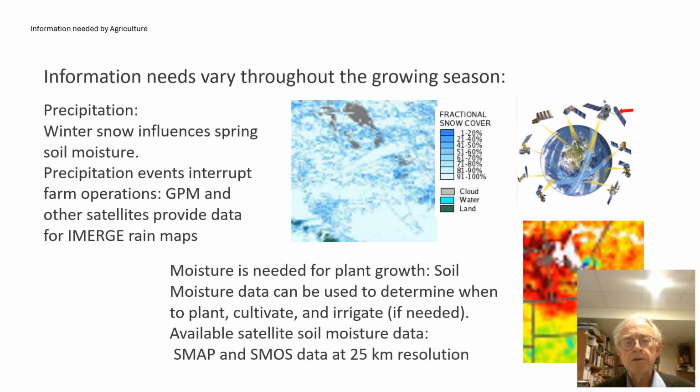These data can be used to determine when to plant, when to cultivate, when to irrigate if needed. Available satellite data tend to be rather coarse at 25-kilometer resolution, but they are of some use when you want to find trends, areal trends.